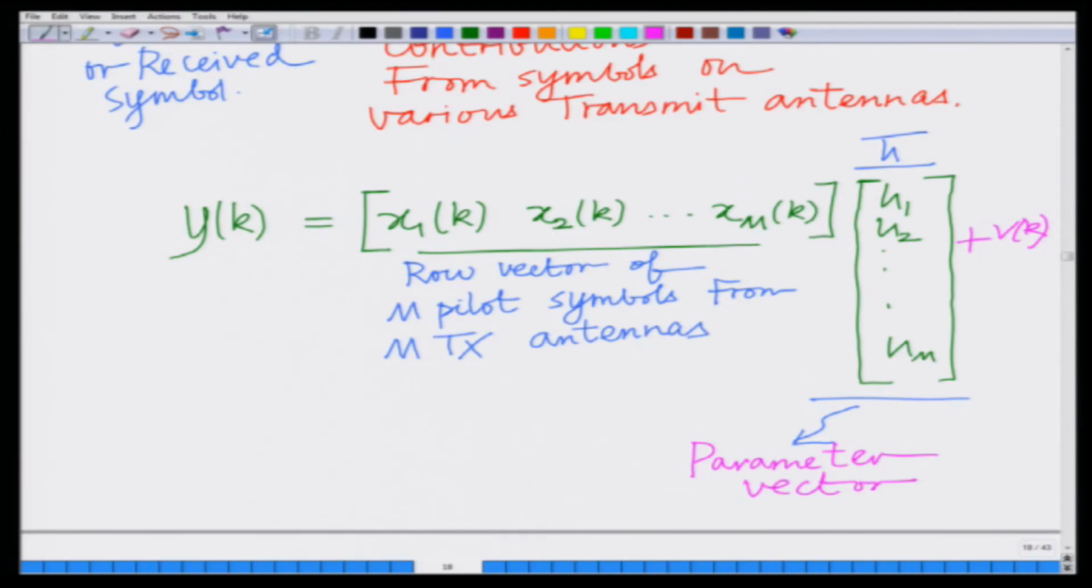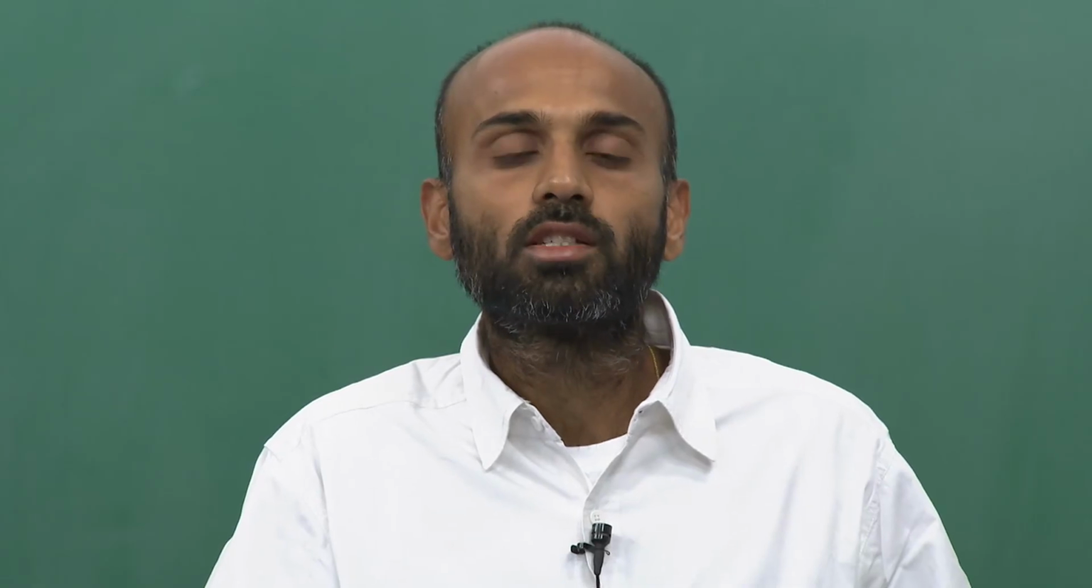So, we have yk, which is basically the received symbol, equal to x1, x2 up to xk, which is the row vector of pilot symbols transmitted at time instant k from the m transmit antennas, times the column vector of the channel coefficients h1, h2 up to hm, which we are denoting by the vector h bar, plus vk, the noise sample.